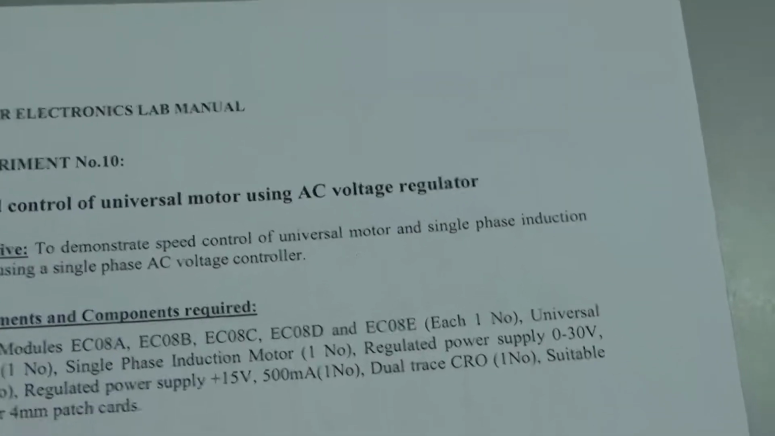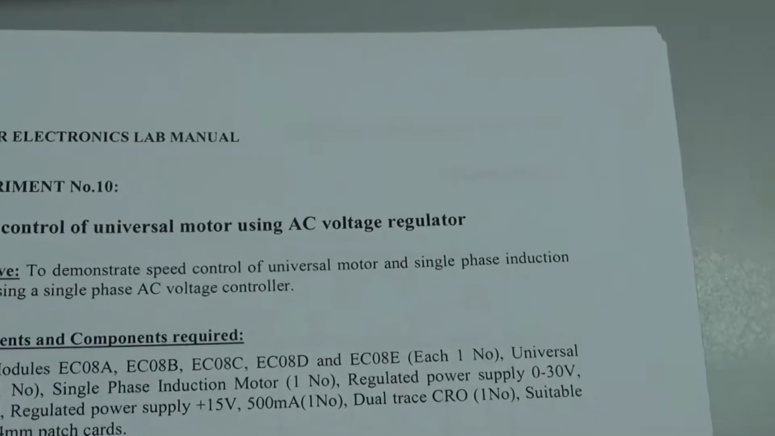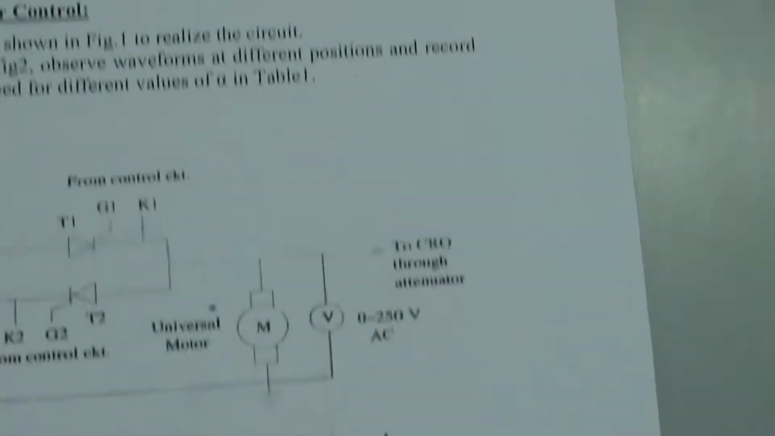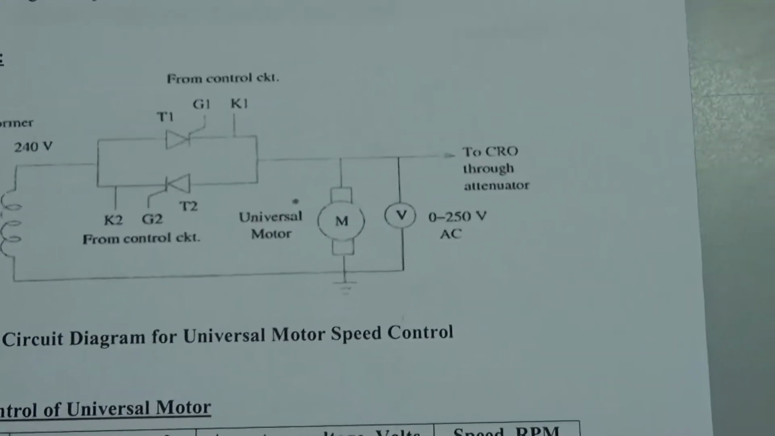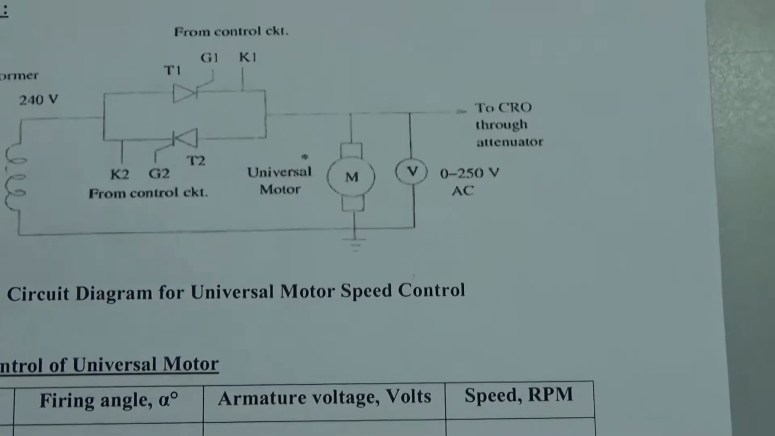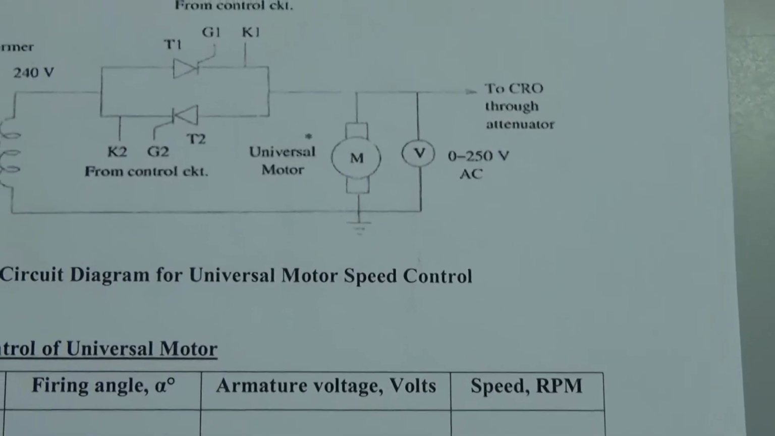Welcome to this video. In this session, you will be learning the speed control of universal motor using AC voltage controller. So this is the power circuit. The supply voltage is 230 volts 50 hertz and there are two thyristors connected in anti-parallel and we have a universal motor connected in the loop.